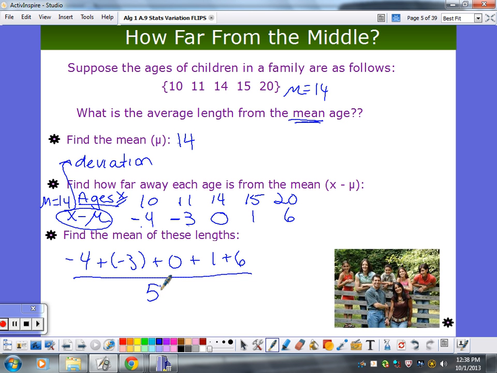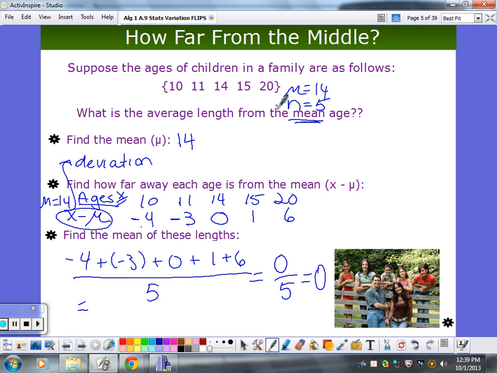Because there are 5 things. If you remember, we used the symbol n to stand for the number of data points. Here n equals 5, so I divide by it. Negative 4 plus negative 3 is negative 7, plus 0, plus 1 is negative 6, plus 6 is 0. 0 over 5 is 0. Wait a second. That says the average distance from the mean is 0? Wouldn't that mean everybody's 14?